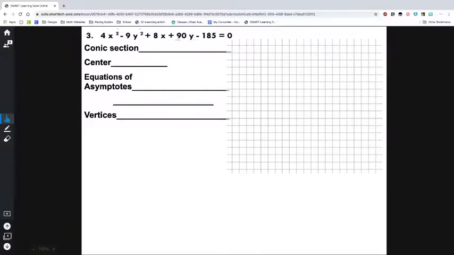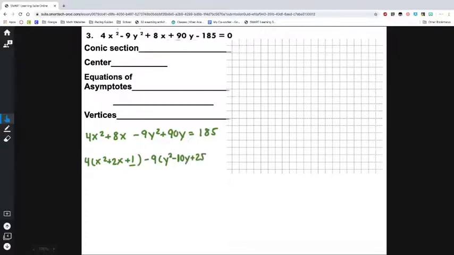Number 3, the last one I'm going to work through with you guys. This is a real hyperbola, not a degenerate, and we'll see that as we work through the equation. First, let's complete the square. I'm going to get everything with an x together, and everything with a y together, and move that constant over to the right-hand side. I'm going to factor a 4 out of the x's and complete the square, and factor a negative 9 out of the y's and complete the square. Now remember, technically we are adding 4 times 1 and also negative 9 times 25, which is negative 225.